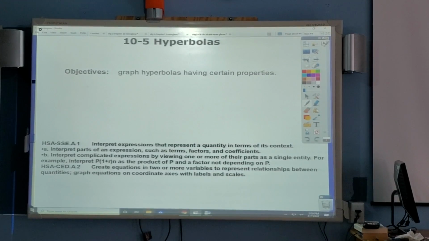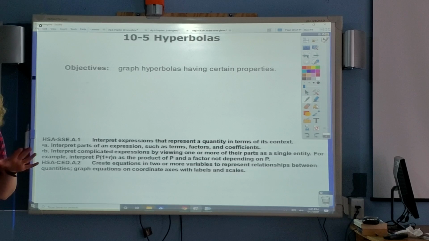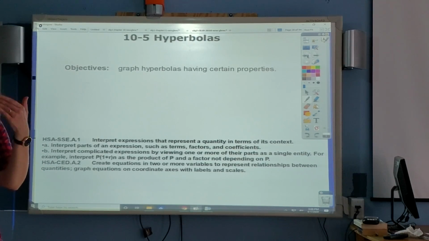Okay, hyperbolas, section 10.5. All I need you to do in this section is just graph. If they ask you for any other information, like asymptotes or their equations, don't do that. I just want you to do what I'm doing on the next two pages for the graphs.